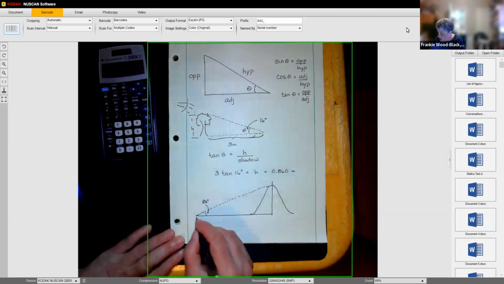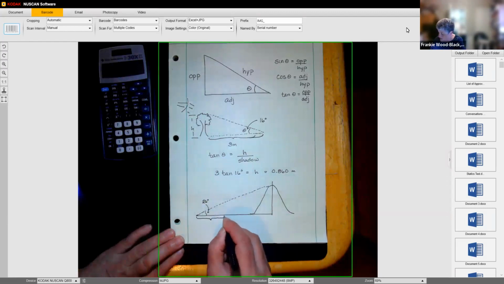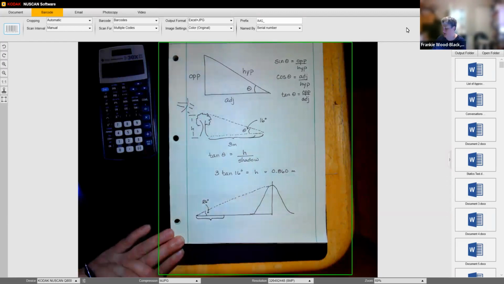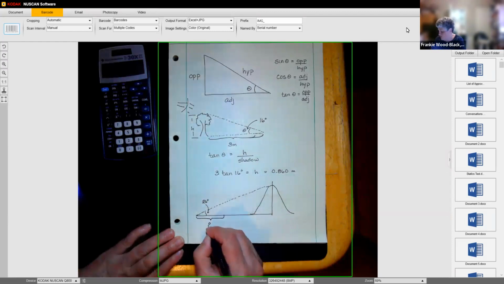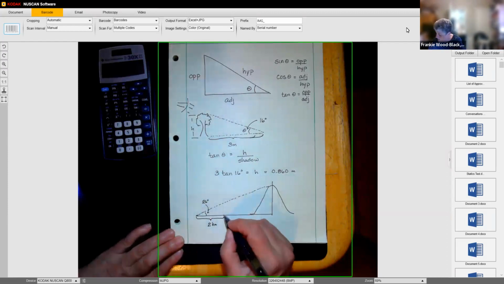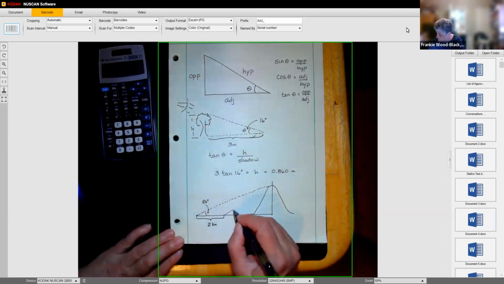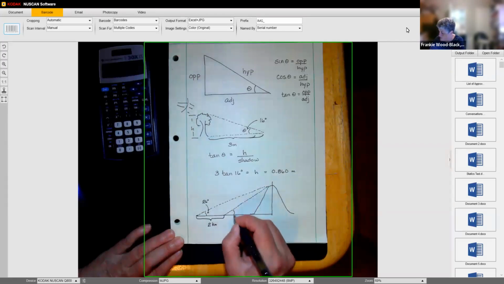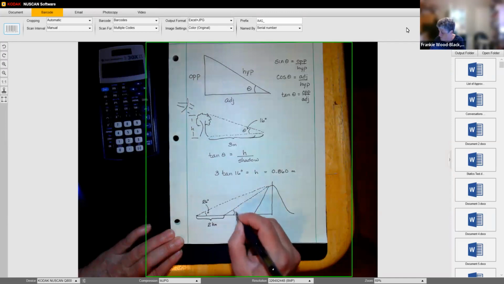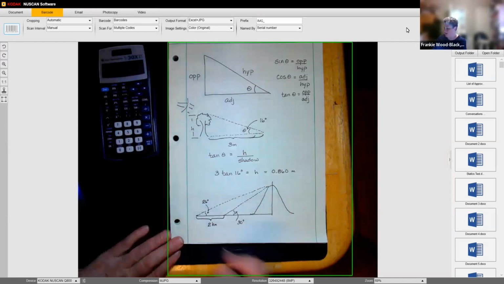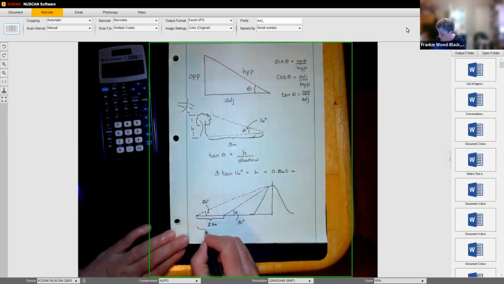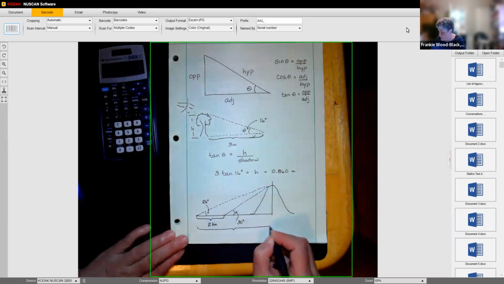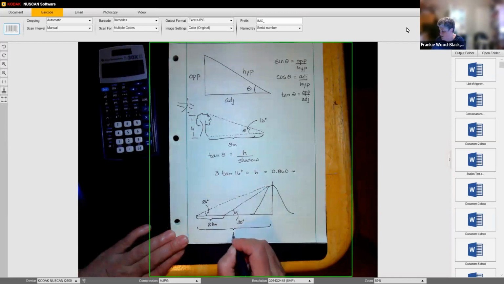Our person walks a known distance, and this known distance here, we're going to say, is 2 kilometers. Then we take another reading and we get a new angle, and let's say that this angle is 30 degrees. Now, what we don't know this whole time is this distance, but we can call that distance D.